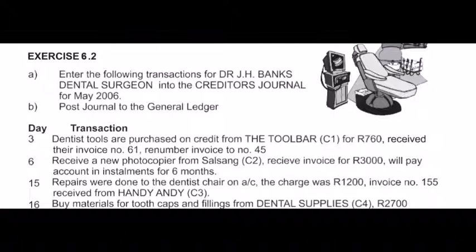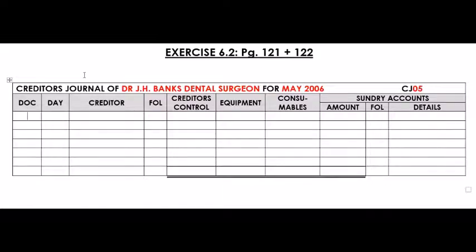Exercise 6.2 says enter the following transactions for Dr. J.H. Banks, dental surgeon, into the creditors journal for May 2006. So let's quickly give our CJ a heading. It's the CJ of Dr. J.H. Banks, dental surgeon, for May 2006. May is the 5th month of the year, so it will be CJ number 5.